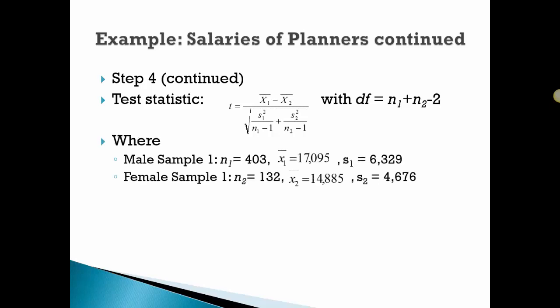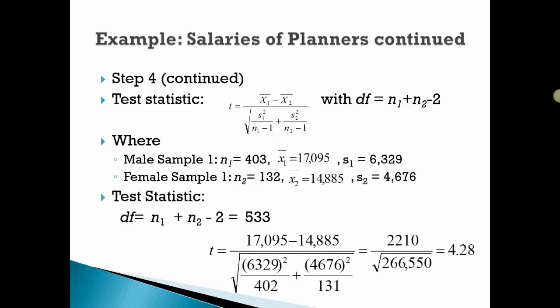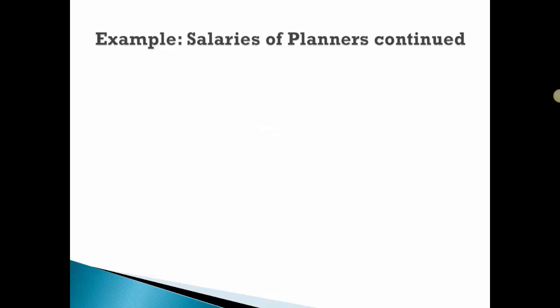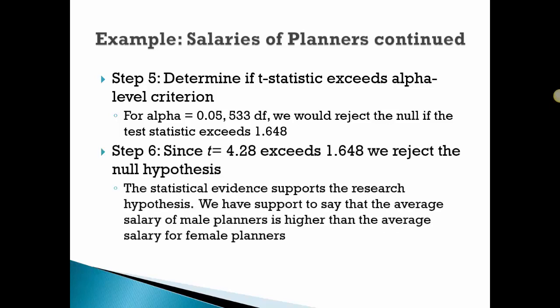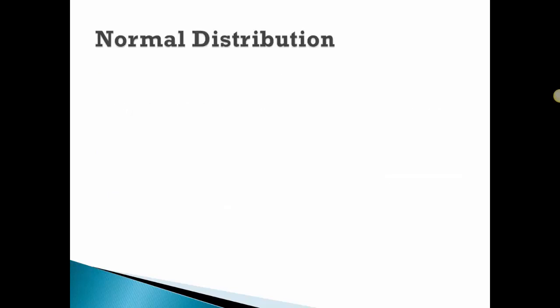And in our case, for this example, here's the data with the sample sizes and the means. If we put those into the test statistic, we come up with a t of 4.28 and degrees of freedom of 533. Generally, you can say a t statistic, the absolute value of which is 2 or greater, is going to be statistically significant. And in this case, for alpha of 0.05 with 533 degrees of freedom, we would reject the null if the absolute value of the test statistic exceeds 1.648, and in fact it does. So we reject the null and say that we have evidence to support that the average salary of male planners is higher than the average salary for female planners.